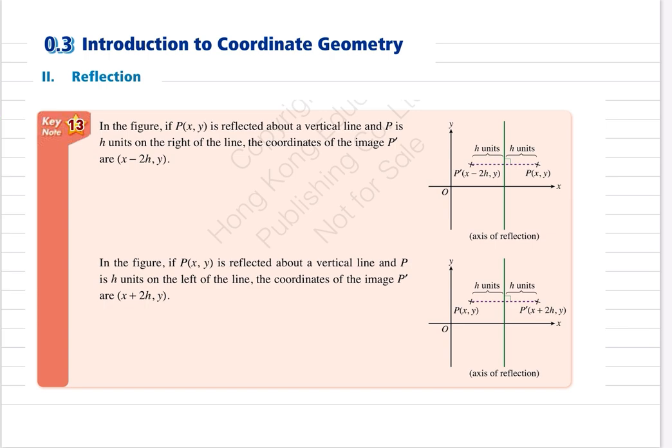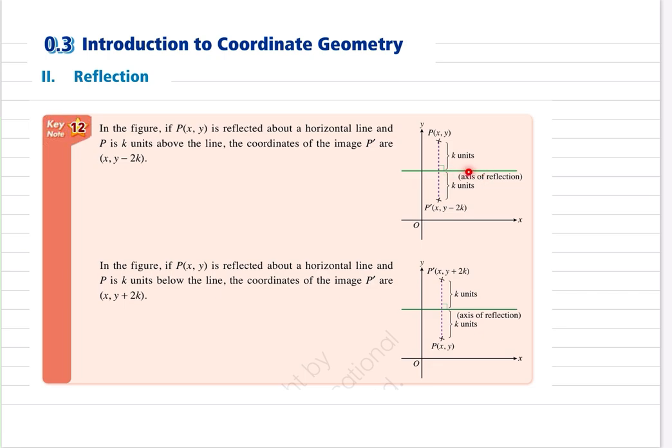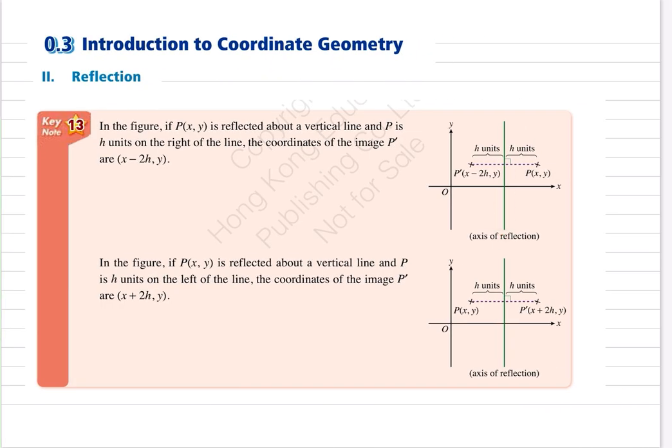And also it can be reflected about a vertical line. So if it is reflected about a vertical line like this, this is x equal to something. Now originally that was y equal to something, this is x equal to something. Then if this is h units, and originally the point is here, reflecting about this, the x coordinate becomes x minus 2h. And if originally it is on the left-hand side of this axis of reflection, and then reflected about this axis of reflection, and the distance is h units, that altogether is 2h units, so x plus 2h.